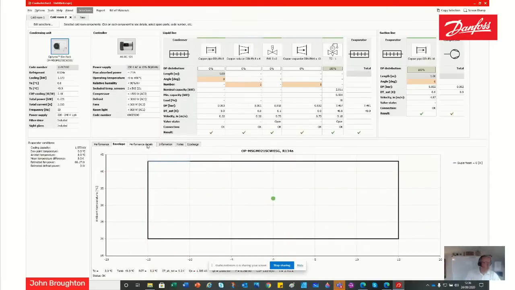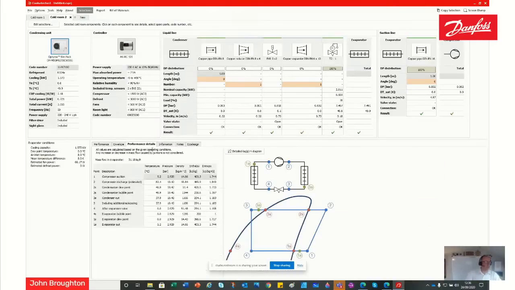We've got the performance details. If I click on the next tab there, you'll see the performance details. Now that is a very good double check when you're on site commissioning the unit. You can actually see what's happening within that unit, so you can check the condensing temperature, suction pressure, suction temperature, and discharge temperature, to make sure that it is doing what it should be doing.